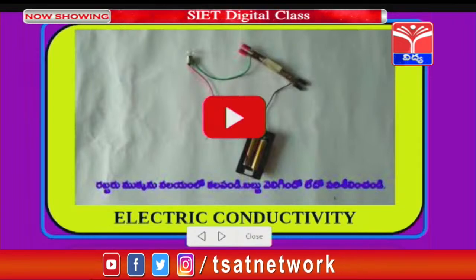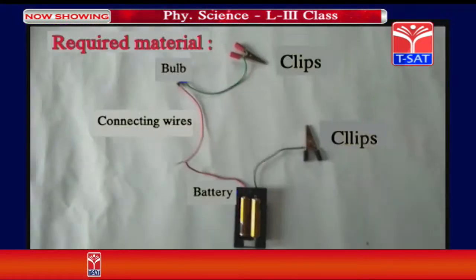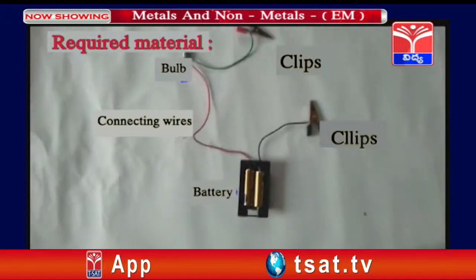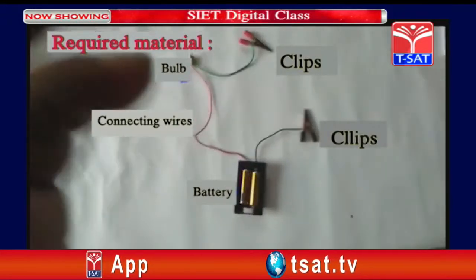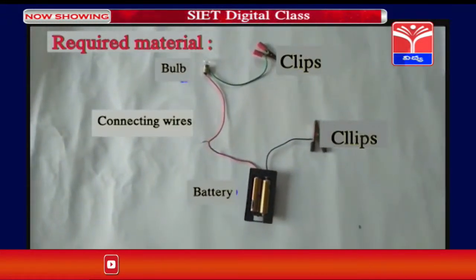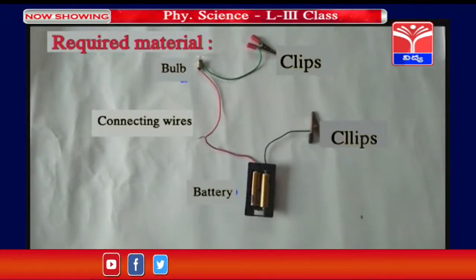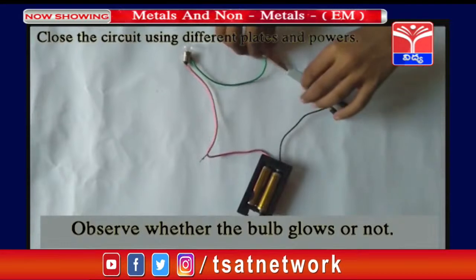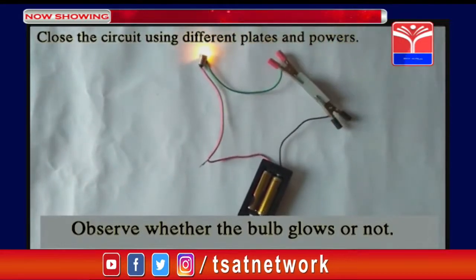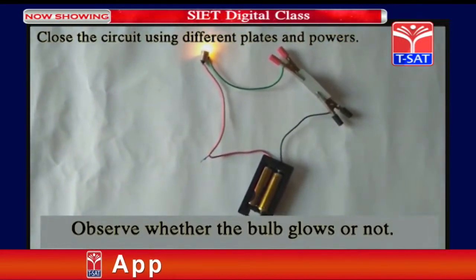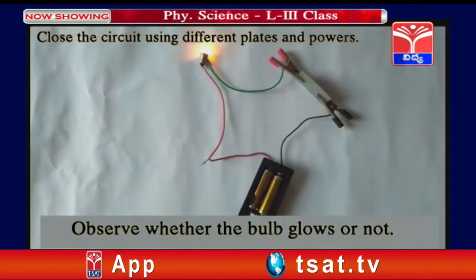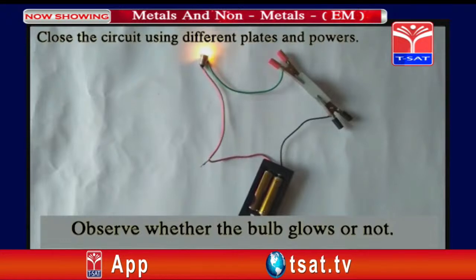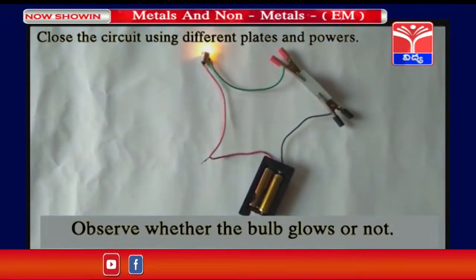Children, observe this video carefully. Already you did this experiment. Here is the required material: bulb, clips, battery, connecting wires, which are shown in the video. So, close the circuit using different plates and powders. Observe whether the bulb glows or not. Here, in between the clips, we are adding different types of metal plates.